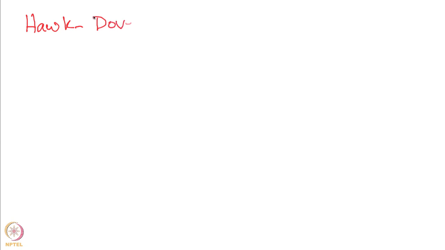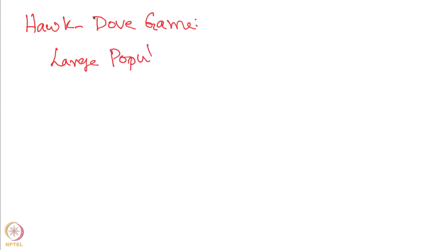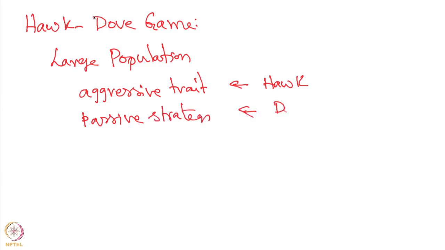So what is the hawk-dove game? The hawk-dove game was introduced by Maynard Smith to illustrate the idea of evolutionary stable strategies. The idea is that there is a large population of some species, and the species have two types of behavior. One is hawk behavior and the other is dove behavior. The hawk is an aggressive trait, modeled by hawk, and the passive strategy or trait is the dove behavior.